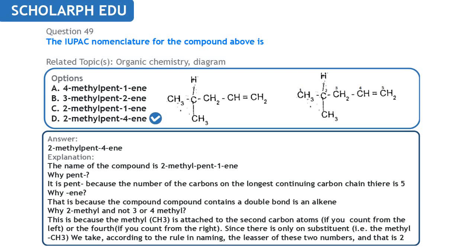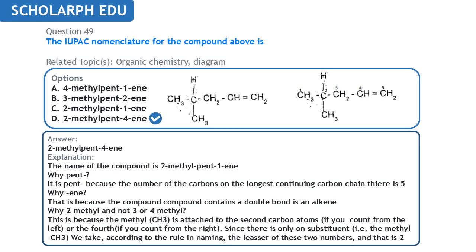Now pent what? Is it pentene or pentyne or pentane? It will be pentene because of this double bond here. This double bond tells us that this compound is an alkene, and alkenes have names that end with what? ENE. So this will be pentene.